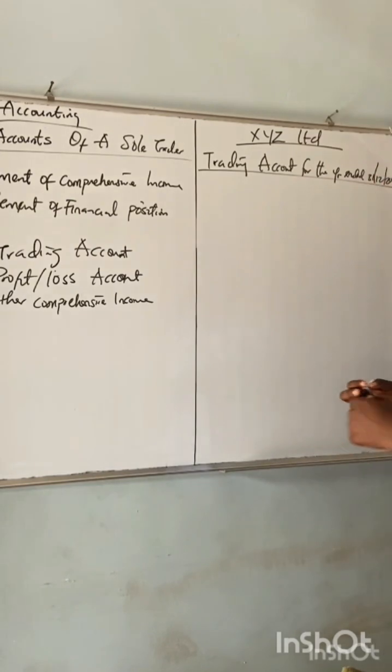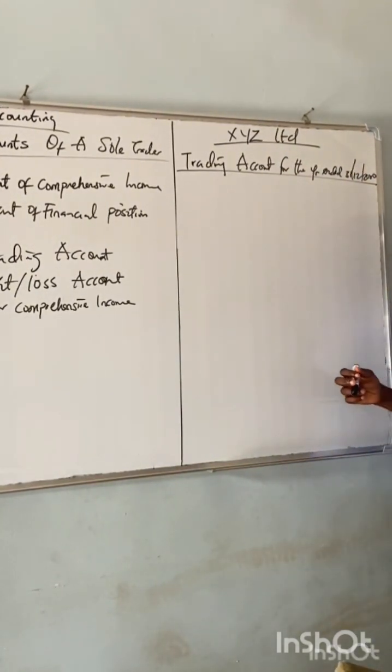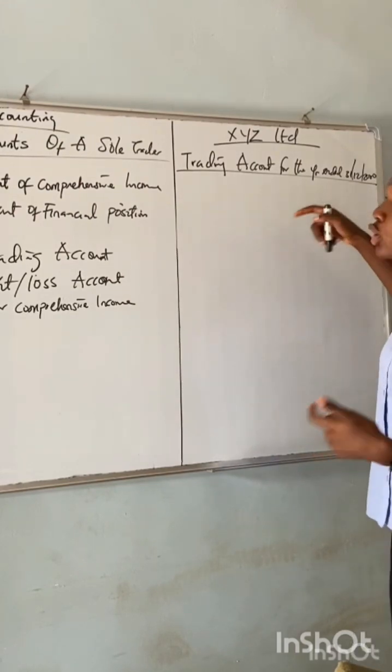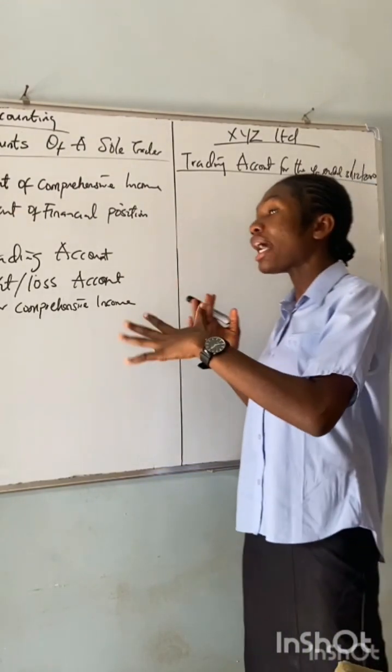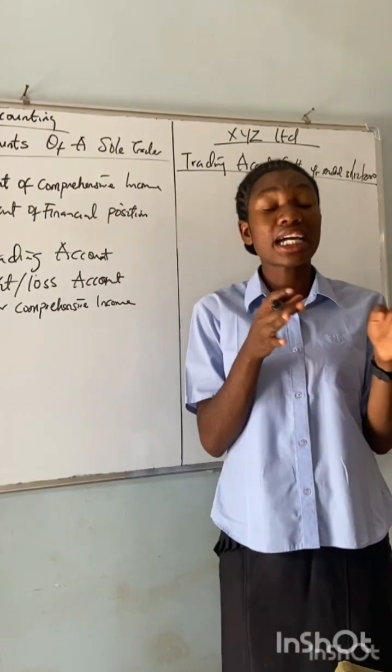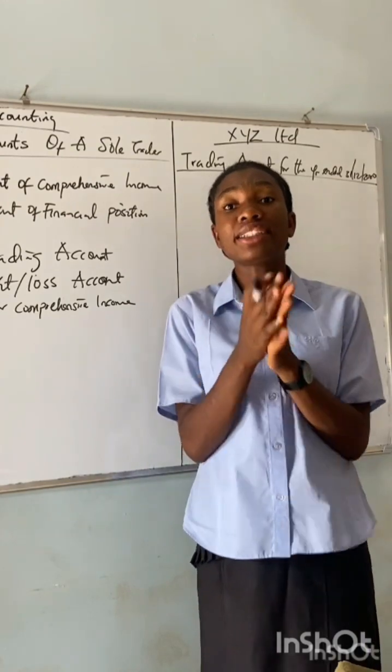Okay. This is how it is always addressed. We address the account, trading account, for the year ended, because it's always prepared at the end of the year. Now in preparing our account, we have the vertical and the horizontal method. So I'm going to be using the vertical method.